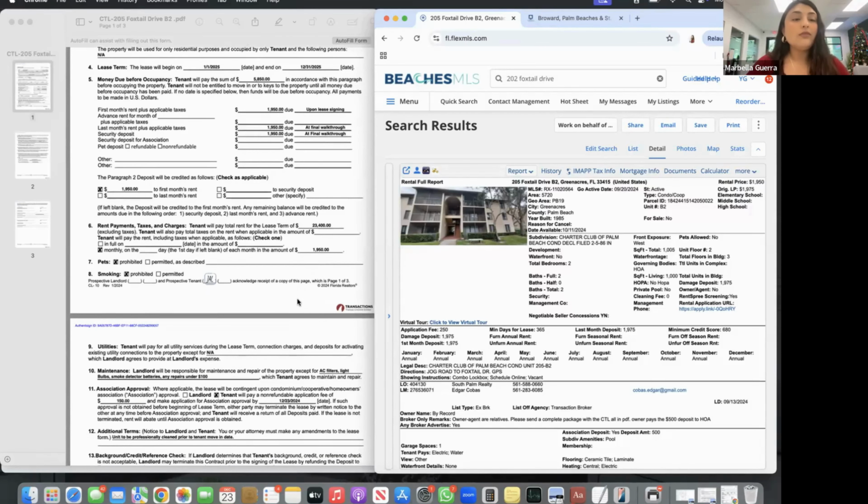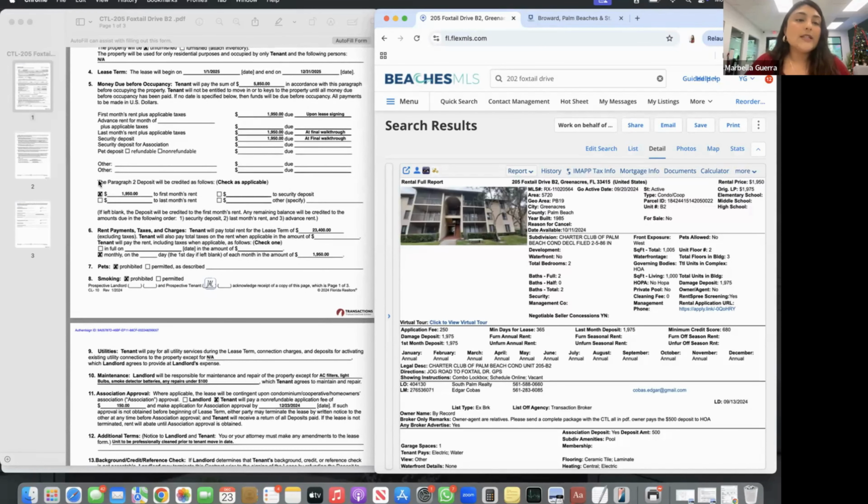Okay. Now, here in this section, it says the paragraph 2 deposit will be credited as follows. You want to put that it's going to be credited as the first month's rent. Okay. This is the section that you want to clear up. You could say that it was going to be credited.